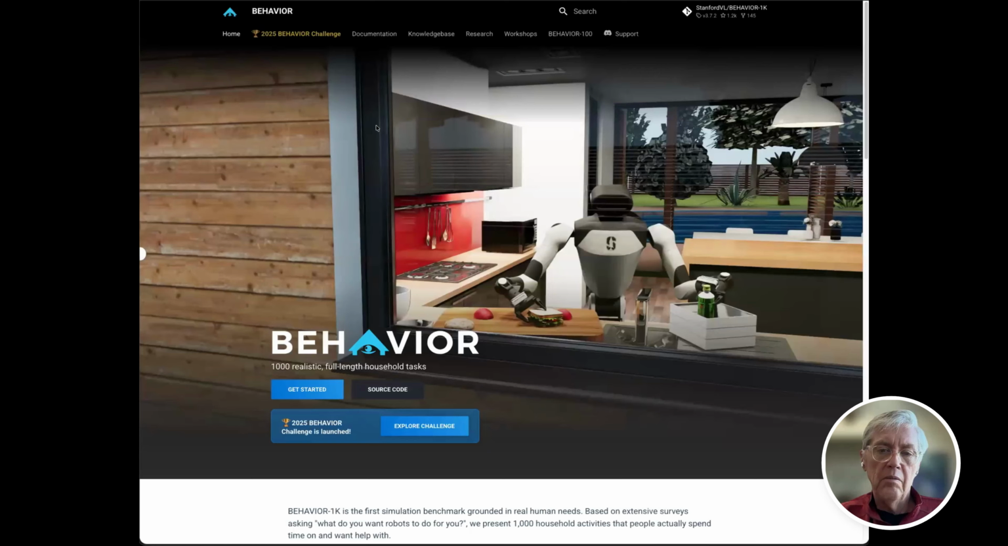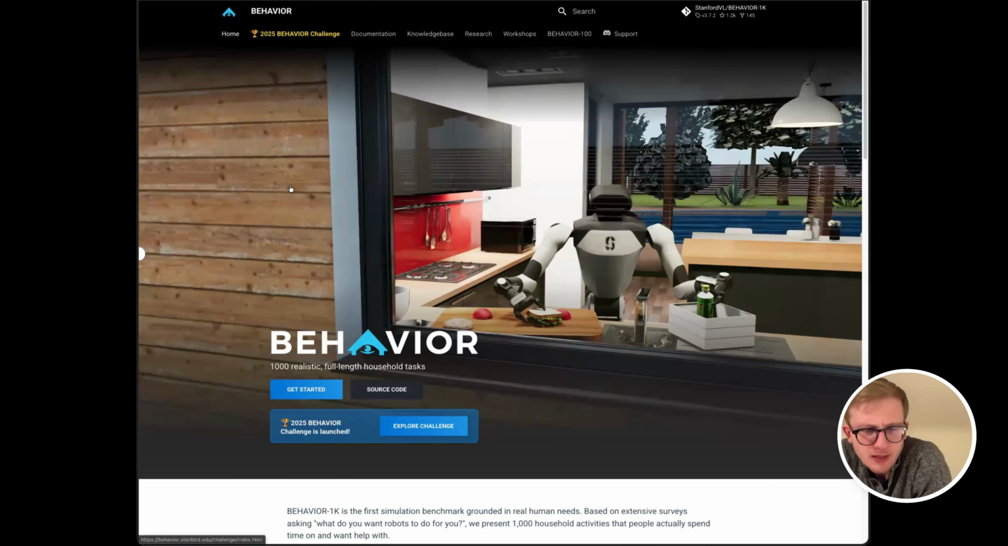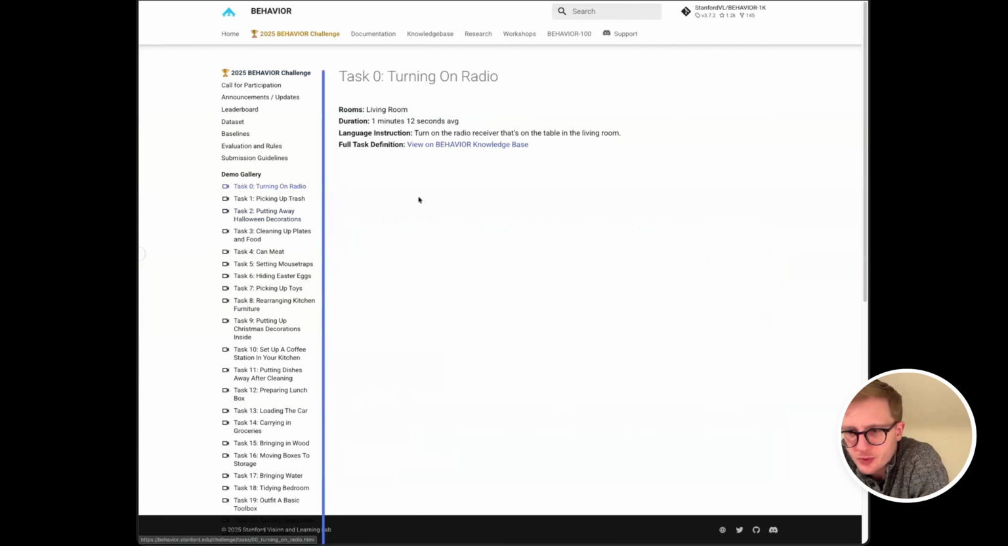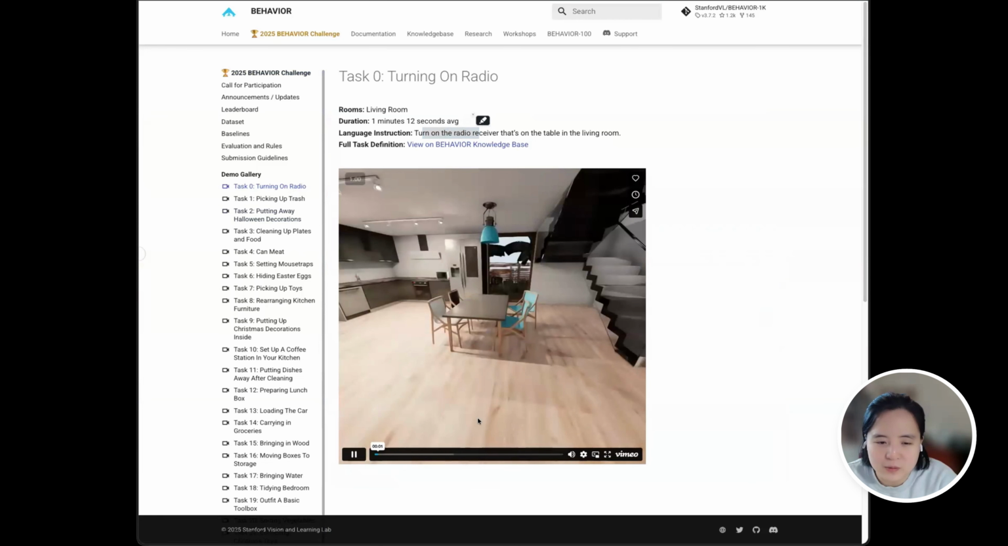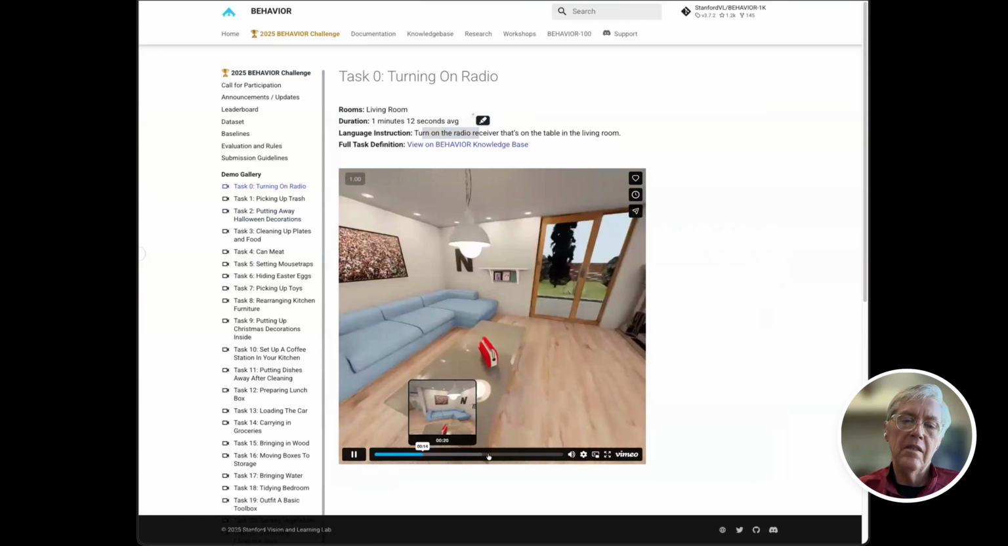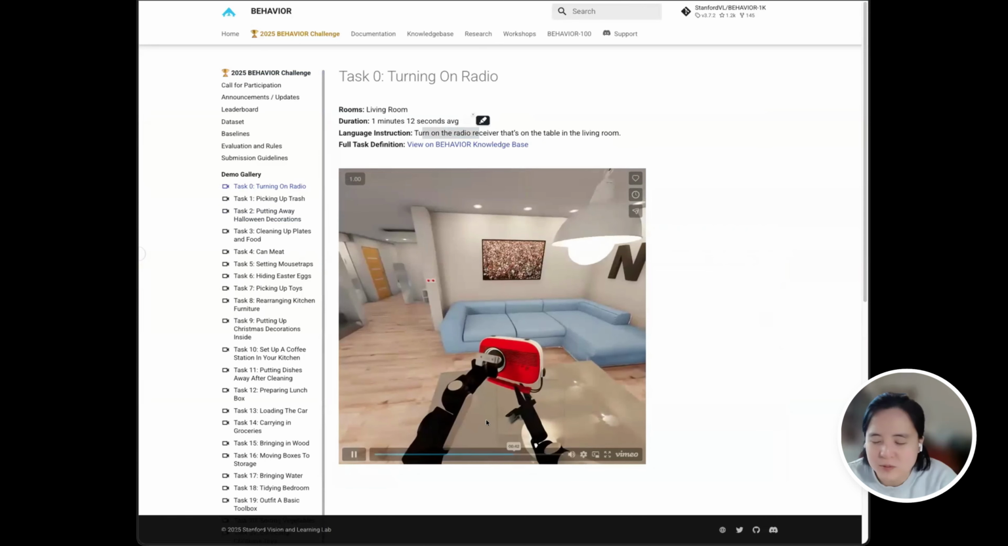I imagine it would be something like that. This is probably using the word behavior in the more traditional sense, like a human or a robot's behavior. It's a simulated environment. You get some instruction, like turn on the radio receiver, and then I guess there's some video where it can look around.